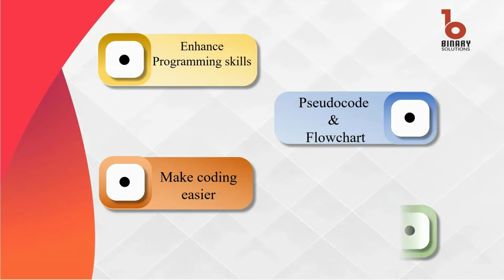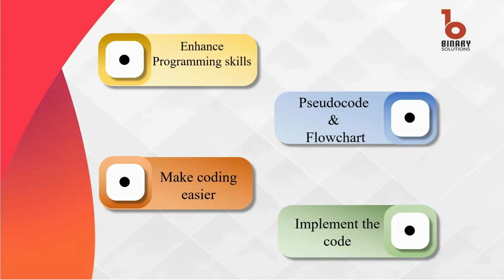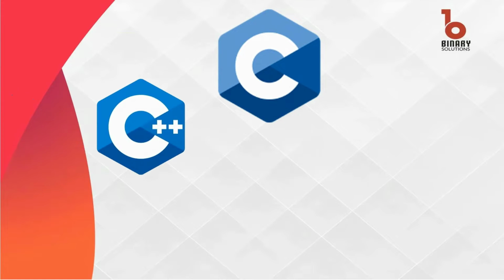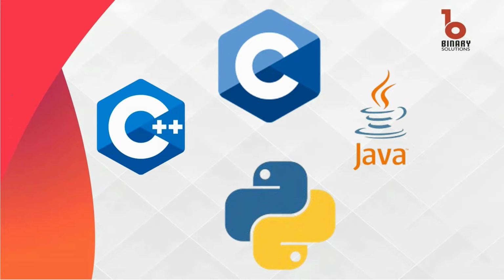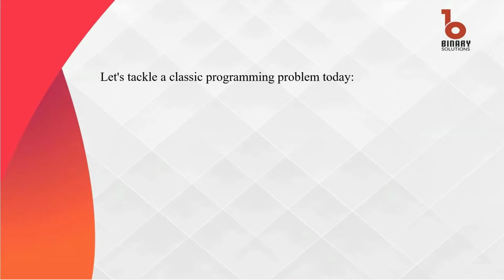any programming language. Stay tuned till the end because we will translate this pseudocode and flowchart to 4 different programming languages, including C, C++, Java, and Python, on a single platform to show the usability and importance of a flowchart. Let's choose the following classic programming problem for today.